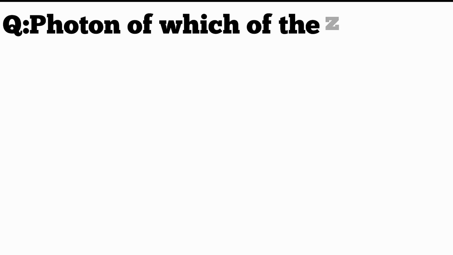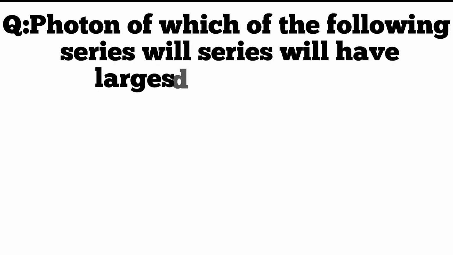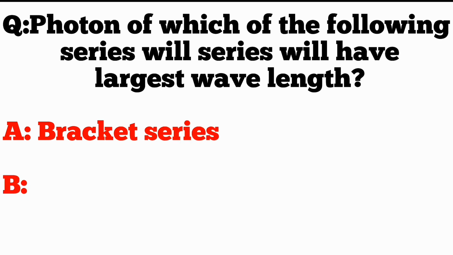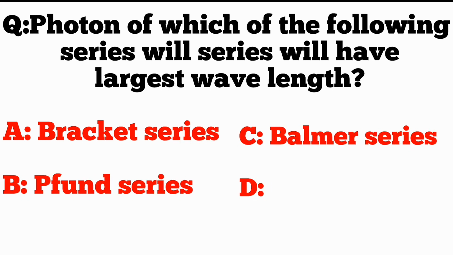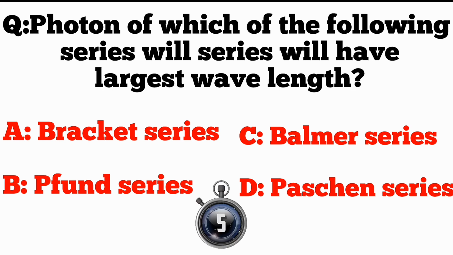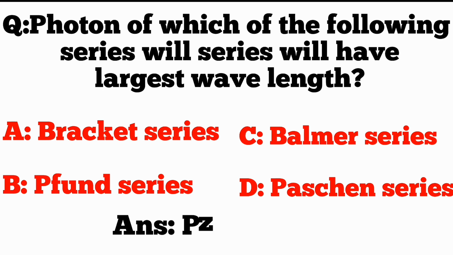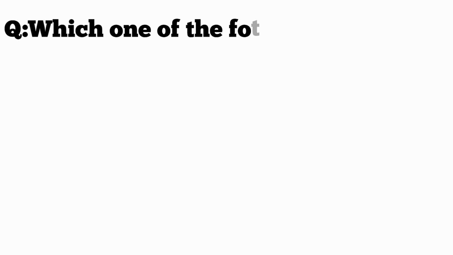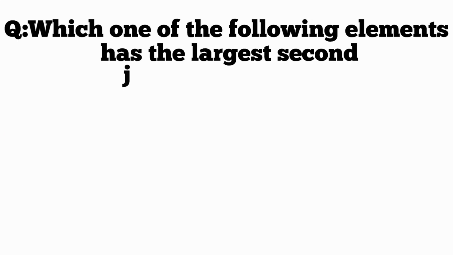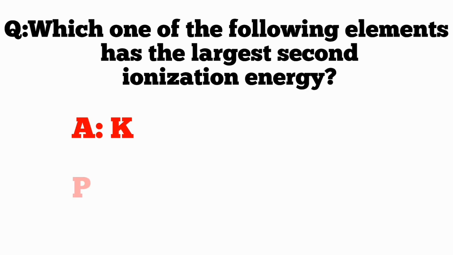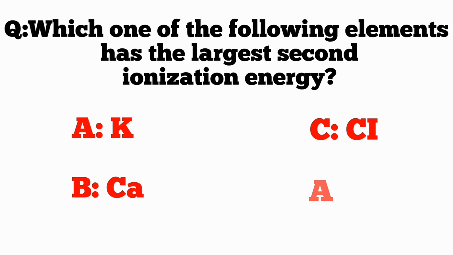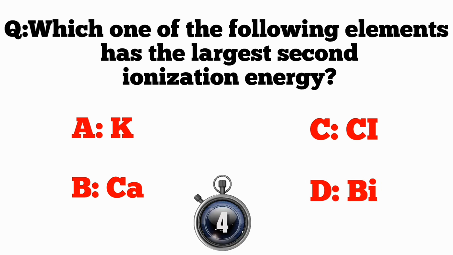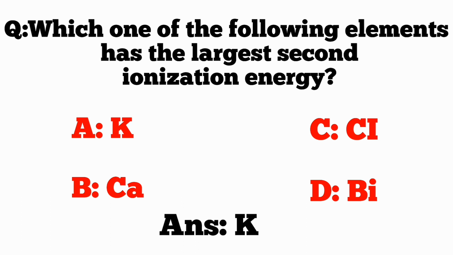Q. Photon of which of the following series will have the largest wavelength? A. Brackett series. B. Pfund series. C. Balmer series. D. Paschen series. Answer: Pfund series. Q. Which one of the following elements has the largest second ionization energy? A. K. B. Ca. C. Cl. D. Br. Answer: K.